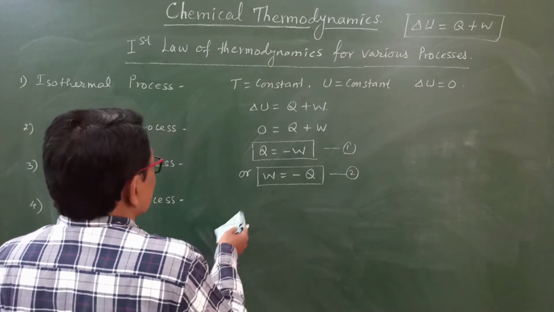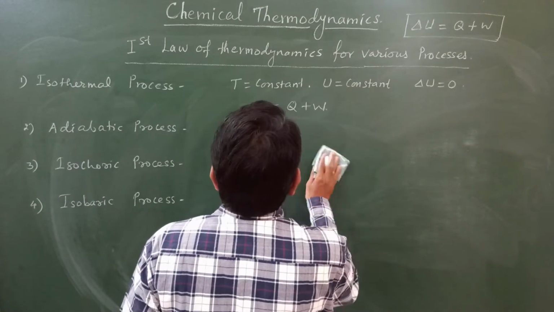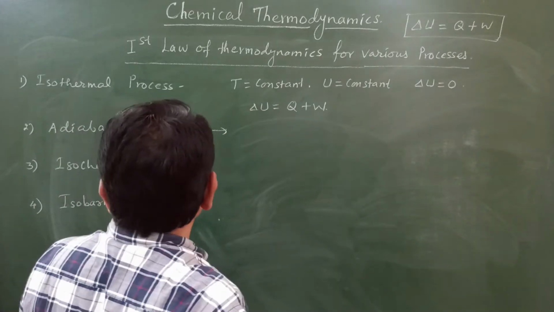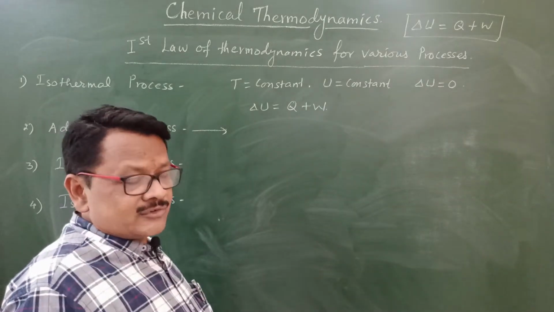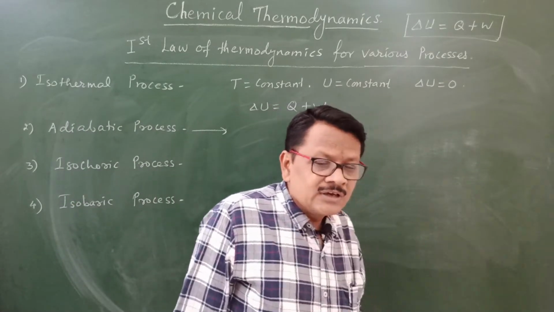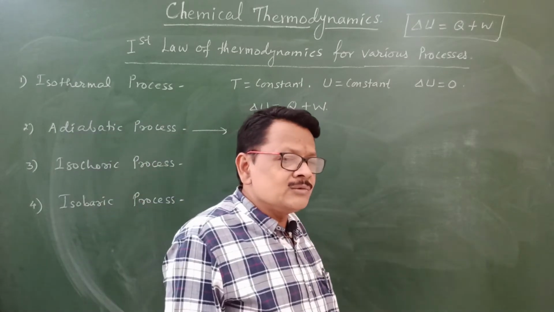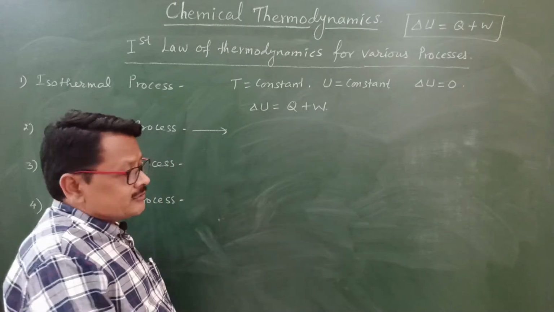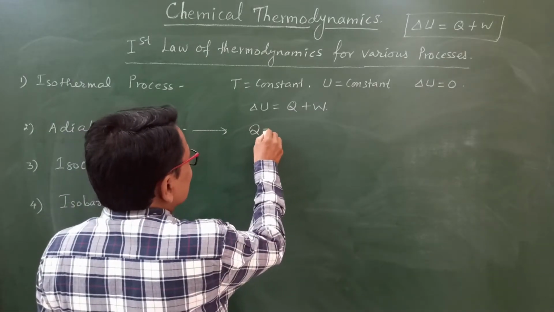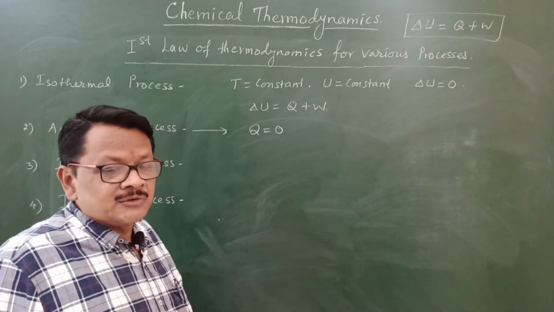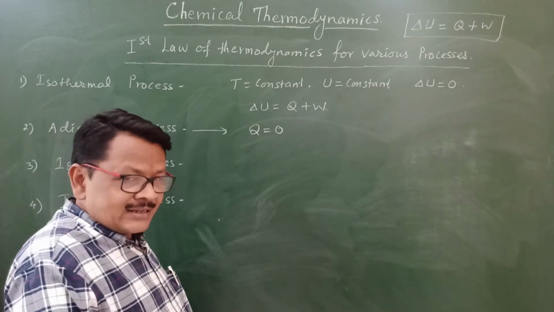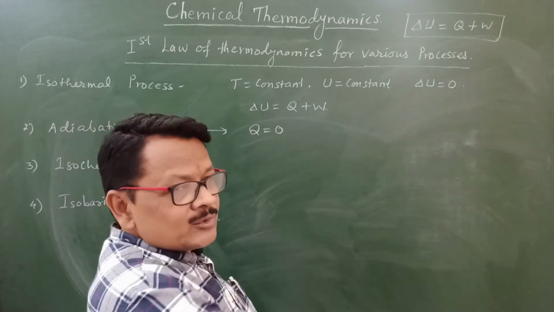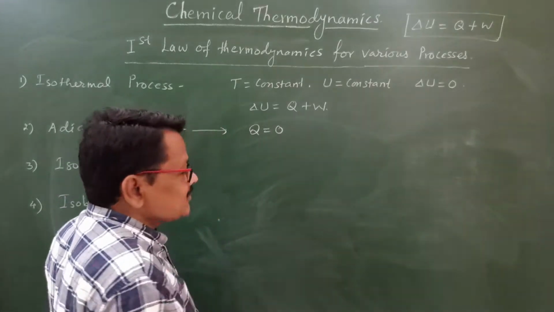We'll see what the meaning of adiabatic process is. What is regarding the adiabatic process? Adiabatic process is the process in which heat is neither allowed to enter nor leave the system to the surrounding. Means here, in this adiabatic process, Q is equal to 0. It is neither taken in by the system from the surrounding nor given out by the system to the surrounding. Means here Q is equal to 0.